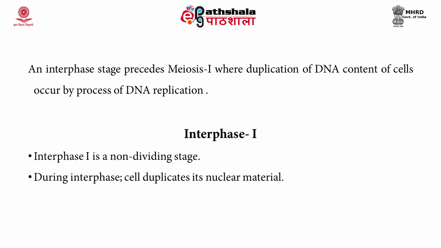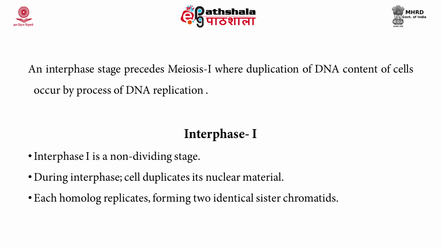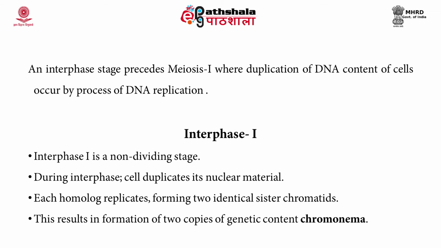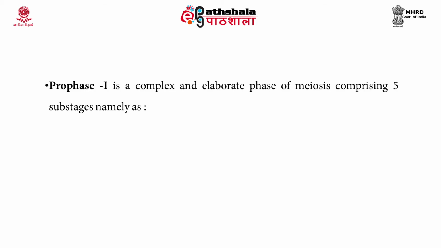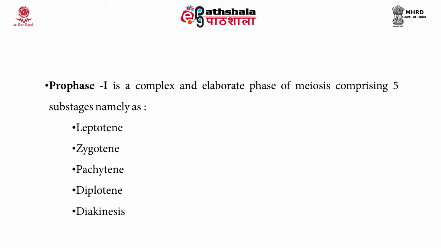During this stage, cell duplicates its nuclear material. Each homologue replicates, forming 2 identical sister chromatids. This results in formation of 2 copies of genetic content termed as chromonema. Prophase I follows interphase I. It is a complex and elaborate phase of meiosis comprising 5 substages, namely leptotene, zygotene, pachytene, diplotene, diakinesis.